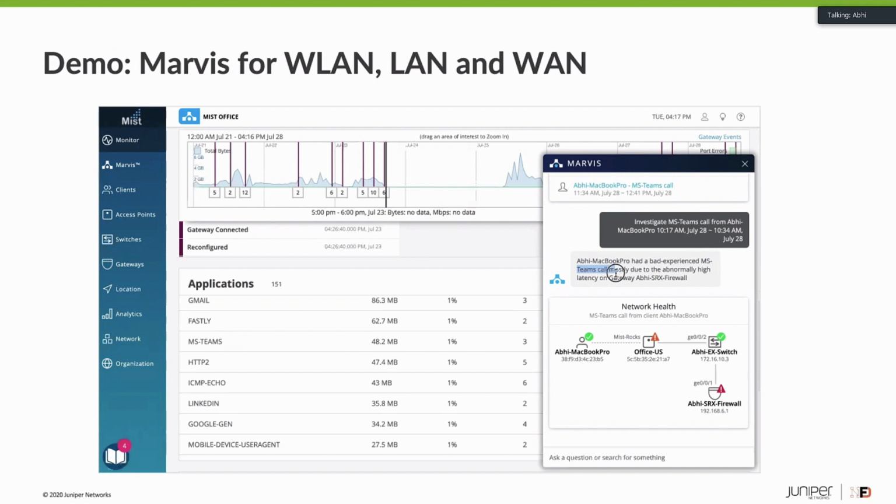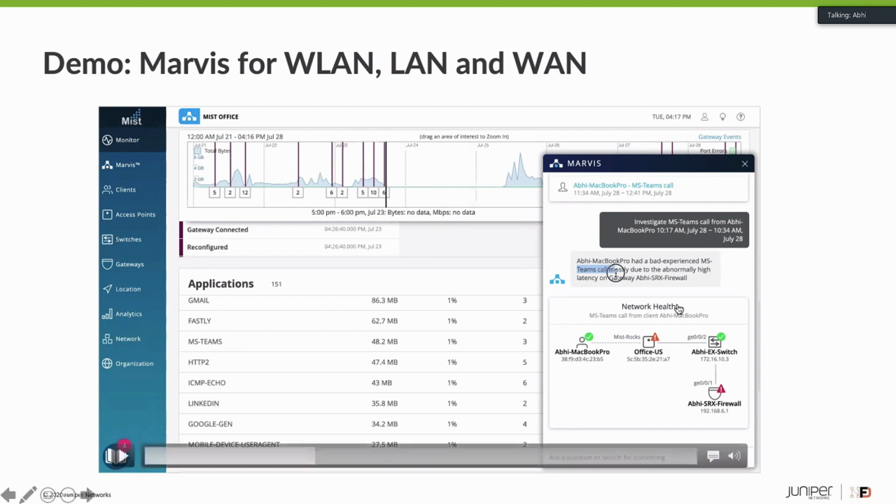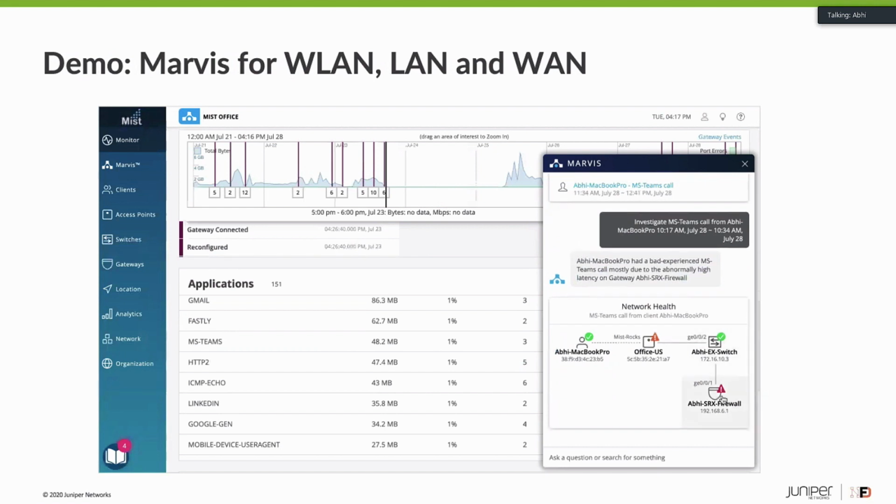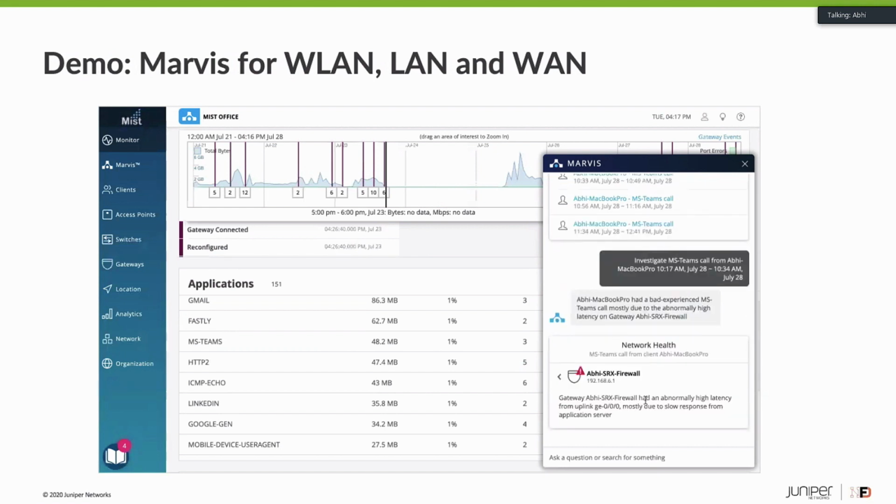We put all of this information together and correlated two issues right here. One, there was obviously latency on my firewall, and my AP had interference. But we indicated with orange and red that the interference was not as bad as the latency itself on the SRXs. Hence we're bringing one simple ask from the conversational interface: why was my Teams call bad? We are giving you the entire graph database, and you can troubleshoot where the exact issue was.